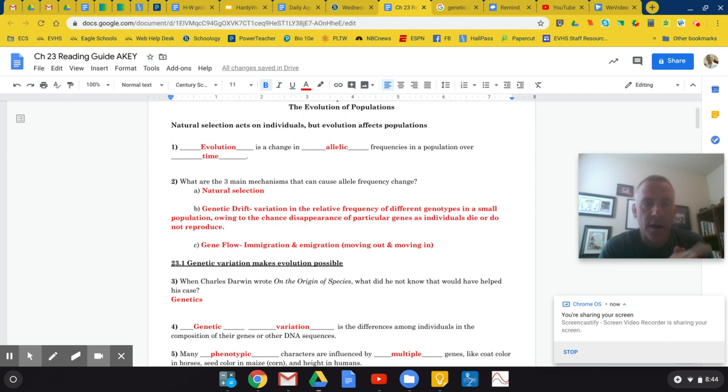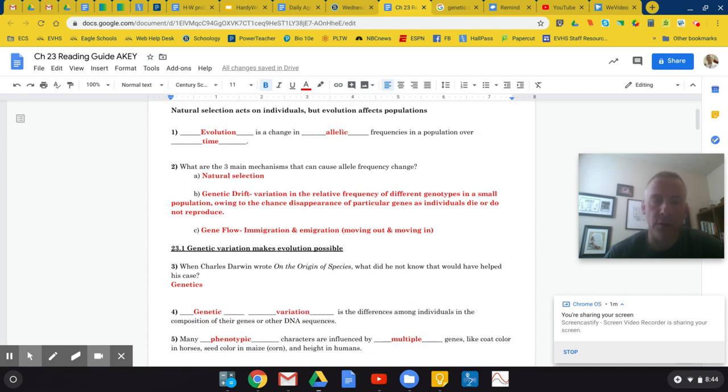As we look through number 1, evolution is a change in allelic frequencies in a population over time. What that really is telling us is that when we look at microevolution, we're really just looking at a gene pool and the number of dominant alleles compared to the number of recessive alleles for a certain trait. And if we see those frequencies or the amounts of each of those allele frequencies change over time, that is evolution occurring. And so that is that conversation I started last week with you guys in regards to microevolution.